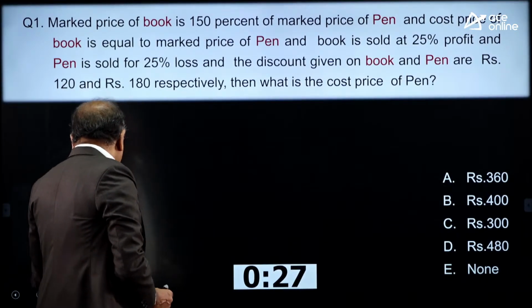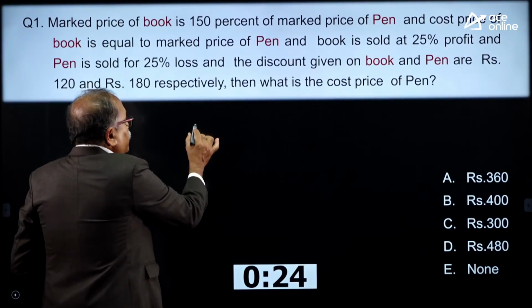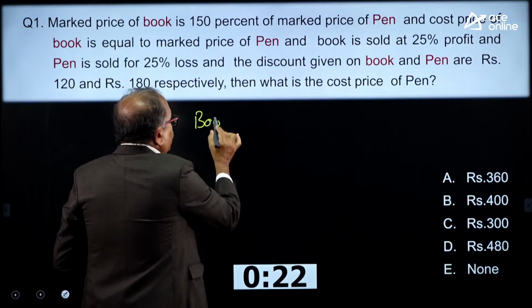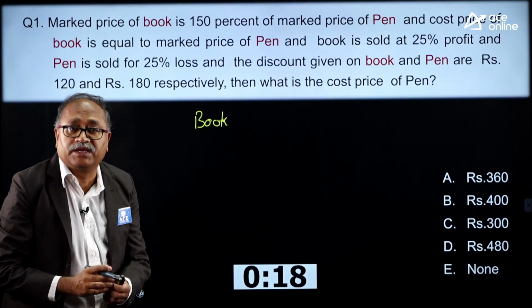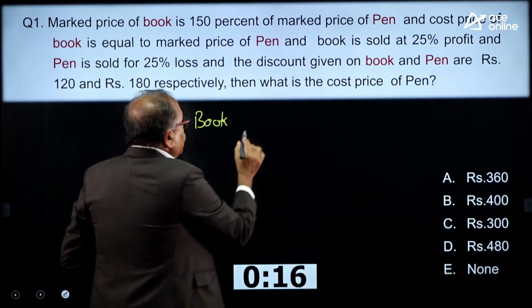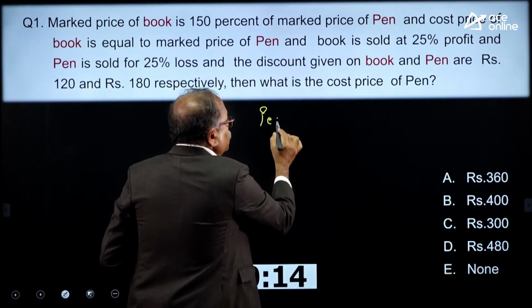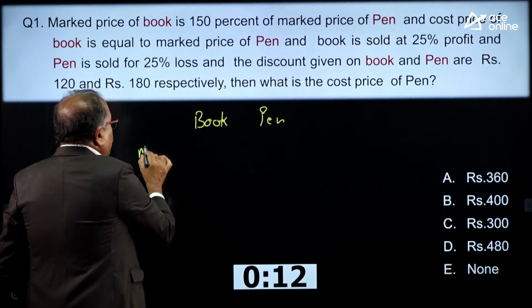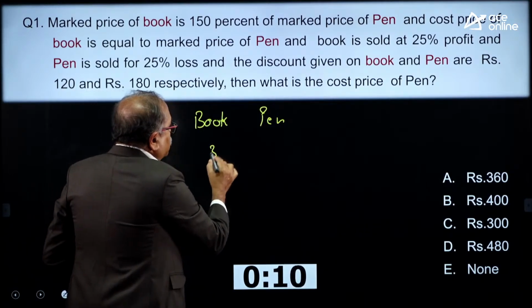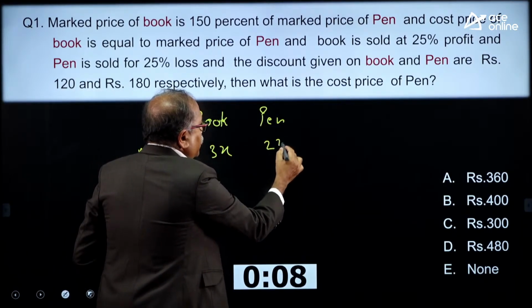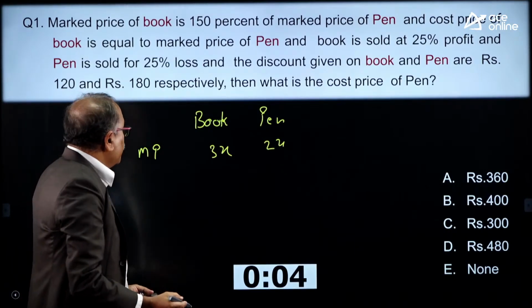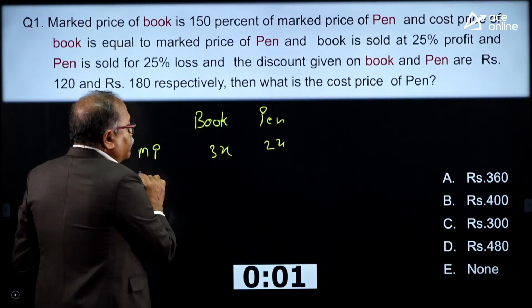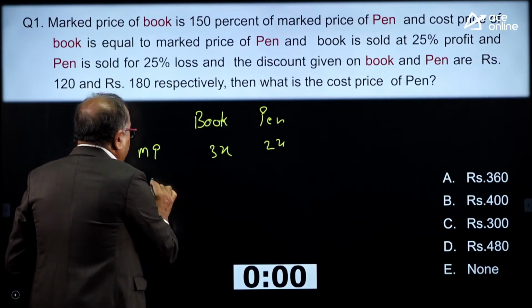The structure should be in this format. Let us have the book over here. All the questions I am discussing are very useful for your main examination, clerical main examination. So, book and pen, these two things are there. We have the mark price ratio, that is 3x and 2x. Once you put the number, x becomes a number. And then we have the cost price.